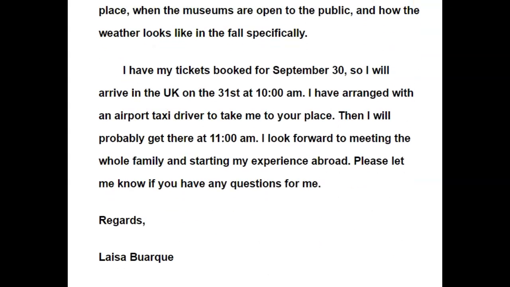I have my tickets booked for September 30th, so I will arrive in the UK on the 31st at 10 a.m. I have arranged with an airport taxi driver to take me to your place. Then I will probably get there at 11. I look forward to meeting the whole family starting my experience abroad. Please let me know if you have any questions for me.